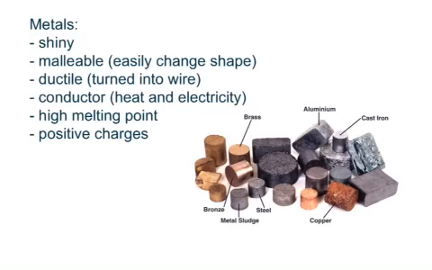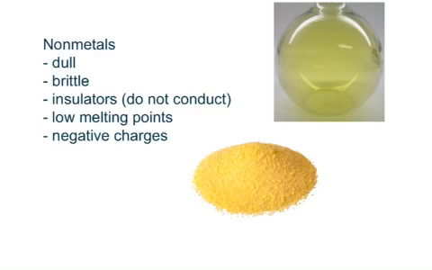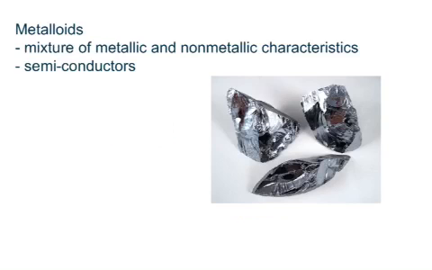Based on the wording, you should probably realize that nonmetal means opposite of metal. So rather than shiny, they're dull. Instead of being malleable, we call them brittle. Rather than being conductors, they're insulators. They have low melting points, so they can be liquids and gases at room temperature, and they make negative charges. The metalloids exist somewhere in between. So they can have a mixture of properties.